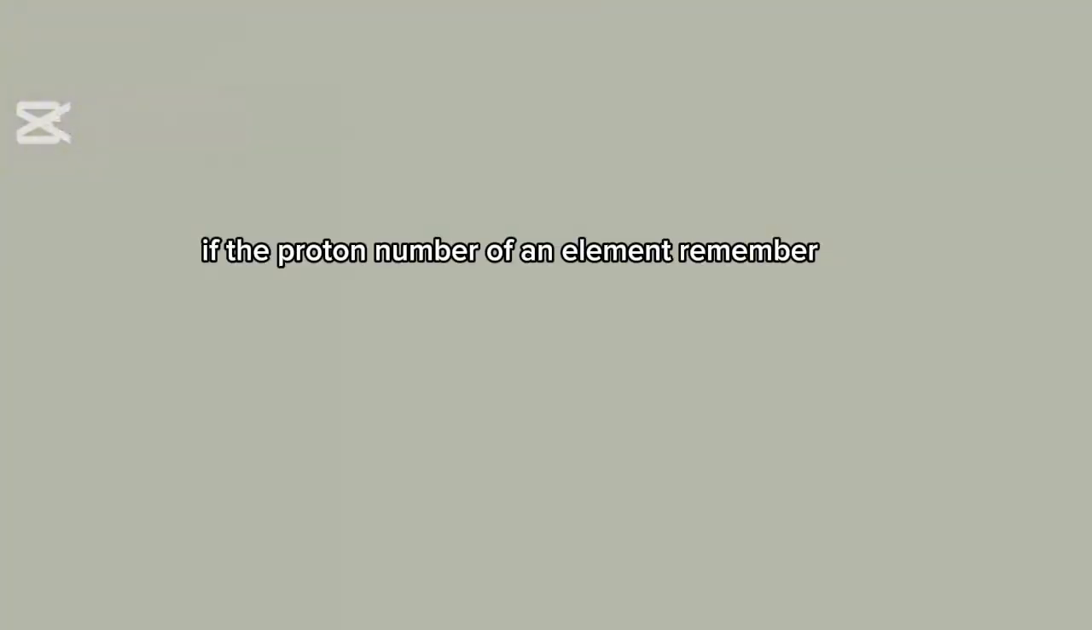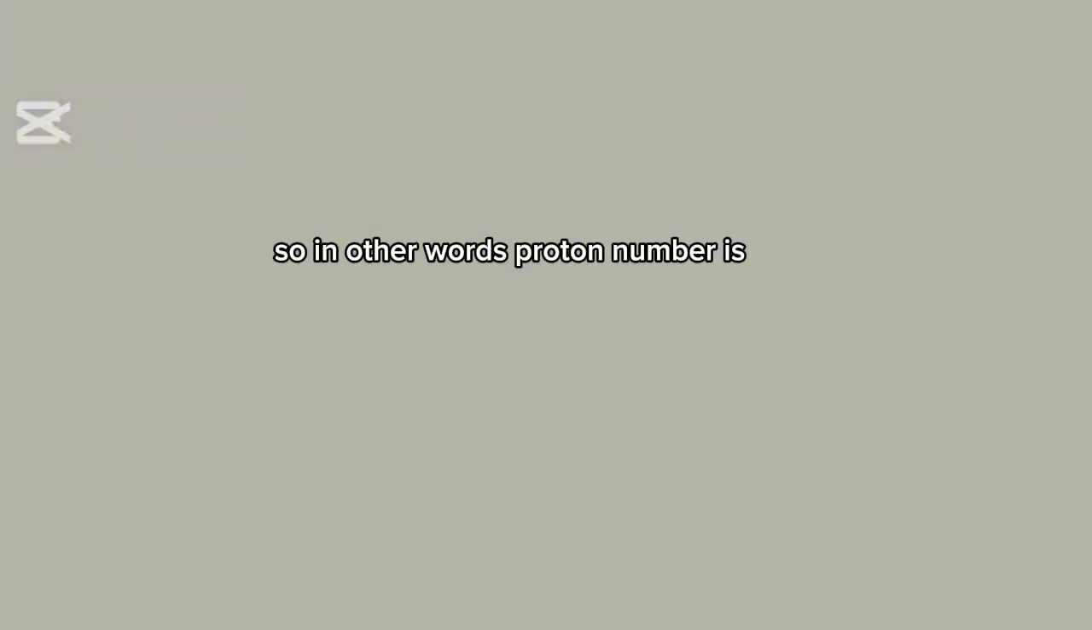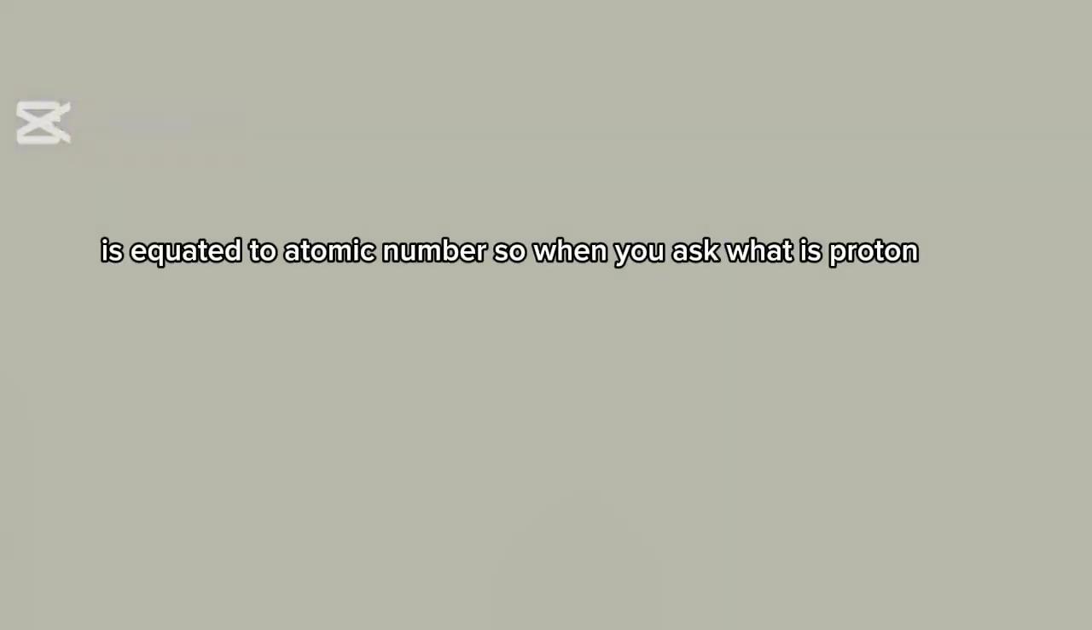If the proton number of an element, remember atoms form elements, so when we're talking about an element, we're just talking about many atoms forming an element. So if the proton number of a particular atom that forms an element is 6, that means the atomic number of that element is going to be 6. So in other words, proton number is equated to atomic number.